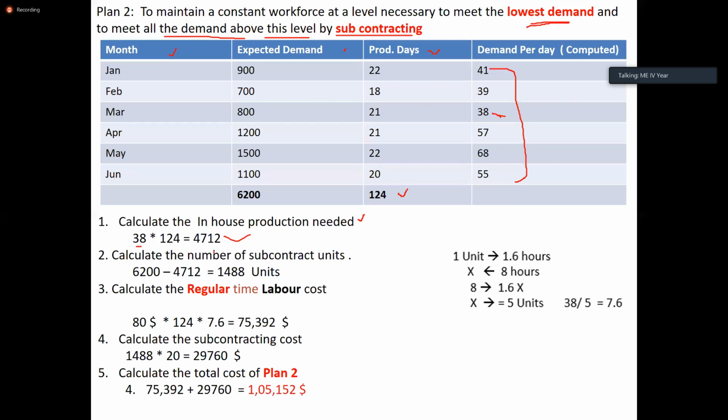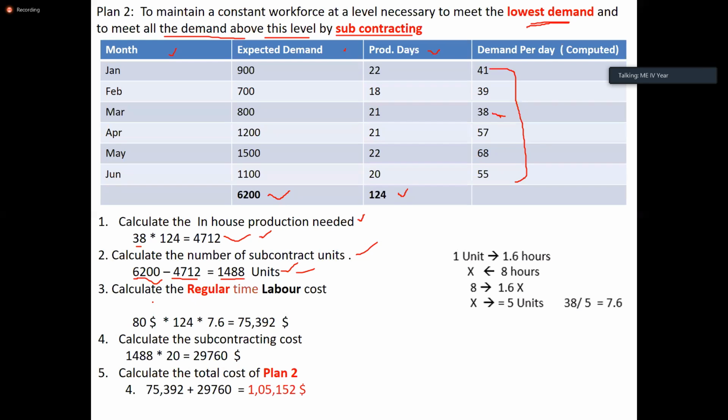Next thing is to calculate the number of subcontracting units. After taking some material in-house, the remaining material we have to send. Those products are these values. These are the total expected demand. From this we have taken 4712 in-house. The remainder will go for subcontracting. That's why in notation we did 6200 minus 4712, and 1488 we have to send for subcontracting.